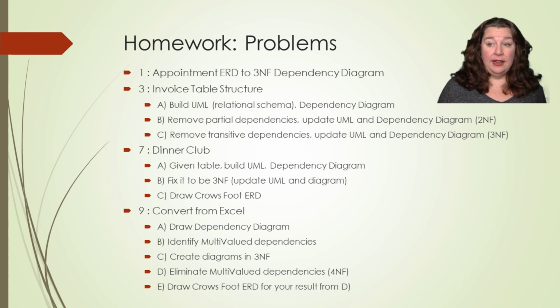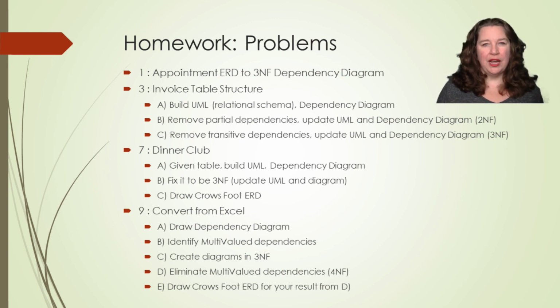And number 9 is an Excel spreadsheet of data. It's not very pretty. You're going to convert it from Excel, draw your dependency diagram, identify your multi-value dependencies, create your diagrams up to third normal form. Then you're going to get rid of that multi-value dependency. Remember how I said you were going to have at least one, and then go build your crow's foot.